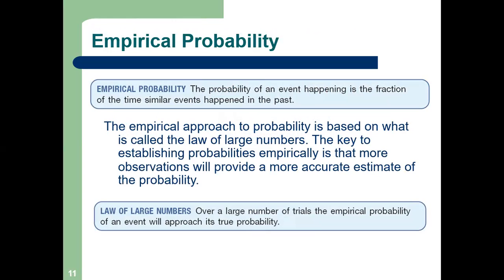Now the other type of probability is empirical probability. Empirical probability depends on previous data, like the number of times an event has happened in the past. And this concept is based on the law of large numbers. The more observations we have, the more accurate an estimation of probability we can measure.